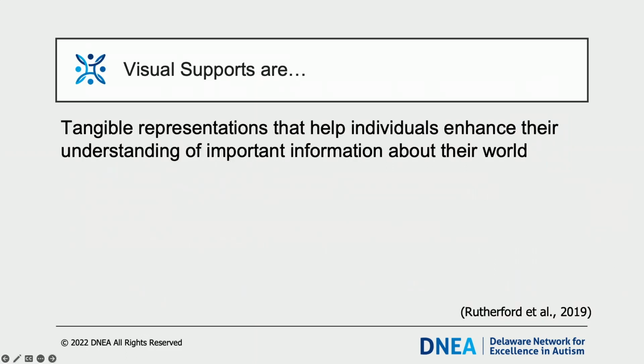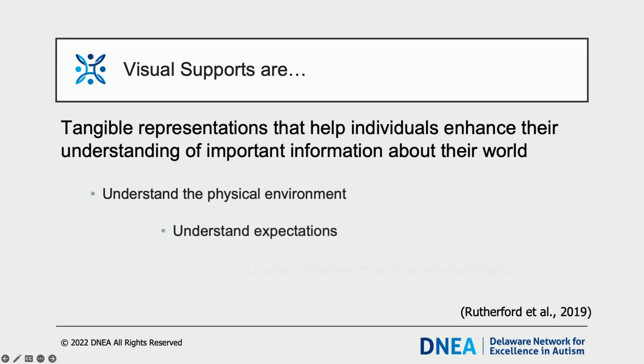Visual supports are concrete cues that are paired with or used in place of a verbal cue to provide the learner with information about a routine, activity, behavioral expectation, or skill demonstration. Visual supports might include pictures, written words, objects, arrangement of the environment, visual boundaries, visual schedules, maps, labels, organization systems, timelines, and scripts. They are powerful because they help individuals understand the physical environment, understand expectations, and create consistency across environments.